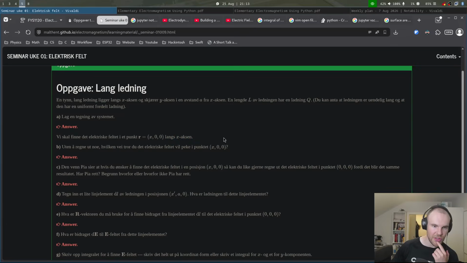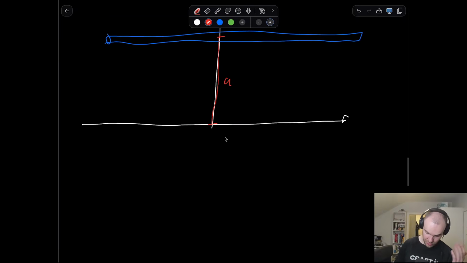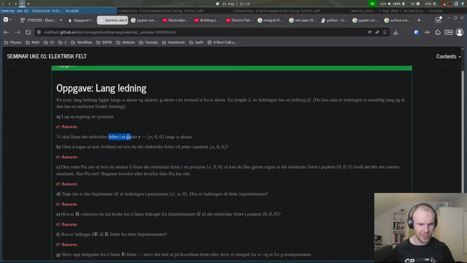x0, 0, alongside the x-axis, right? We are going to find the electric field in some point, X, just the electric field in some point. That's just it. So just some random point, right? Okay. In order to find the electric field... Oh, this is not the task. We'll get to there. Okay.